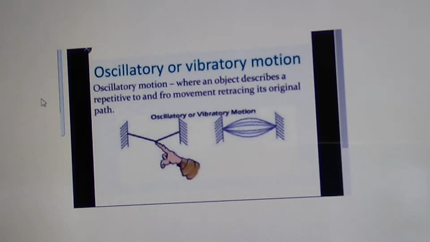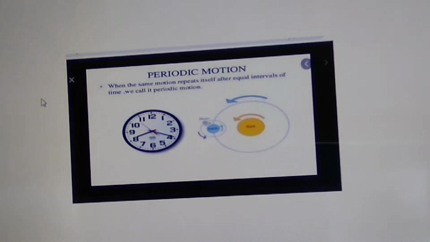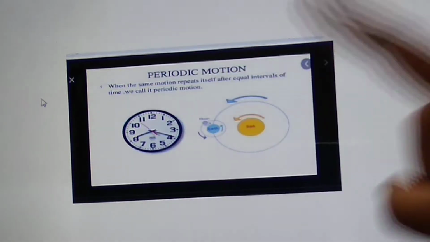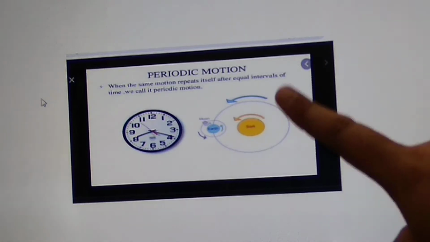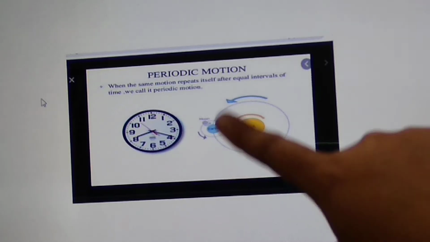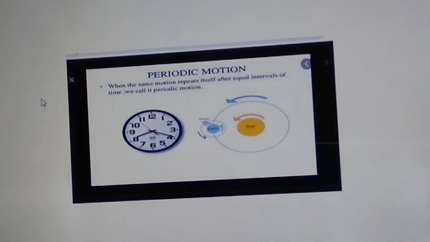Okay, now let's see another picture of periodic motion. What we were talking about, a periodic motion, is the same kind of motion which repeats itself after equal intervals of time. So here you can see this is a picture of a table clock which repeats itself after a certain interval of time, as well as the same happens in the case of the planetary system where Earth, Moon, Sun all are repeating their motion after a regular interval of time. That is why this kind of motion is periodic in nature.